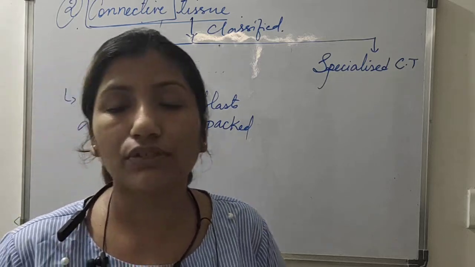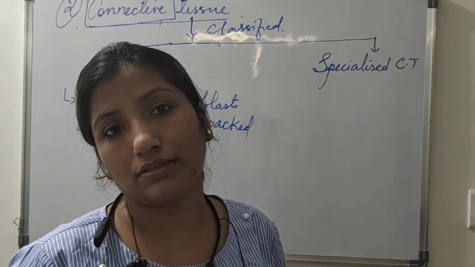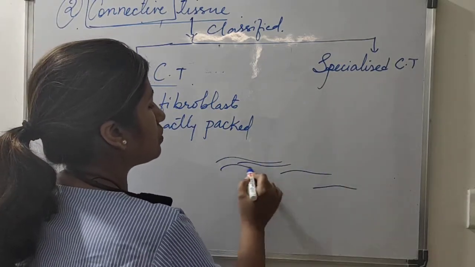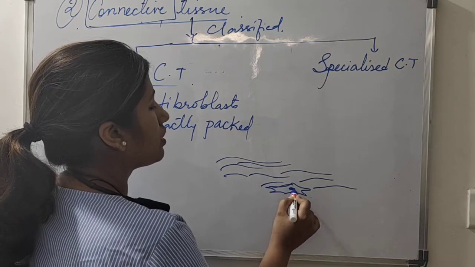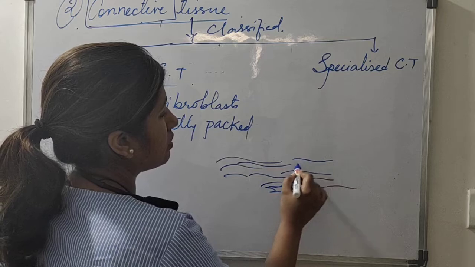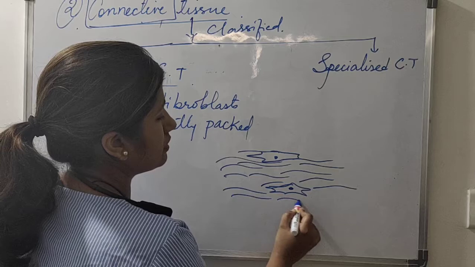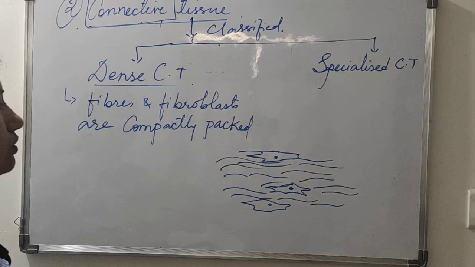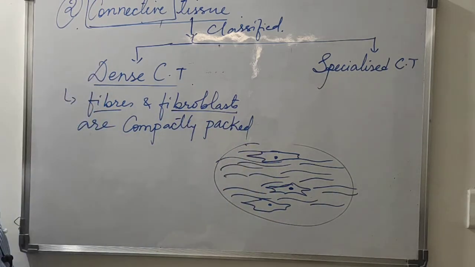In that diagram you can see the thread-like lines which are drawn; those lines are fibers, and in between there are cell-like structures shown. These are fibroblasts. So these are fibers, and in between you can see fibroblasts. Here the fibers and fibroblasts are compactly, tightly packed in this type of tissue.